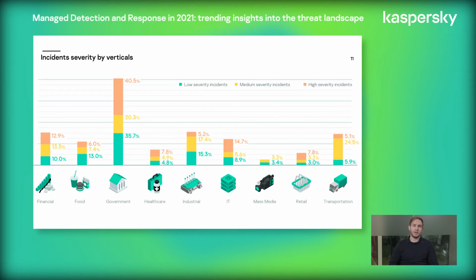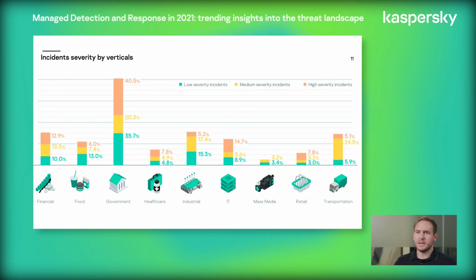Now let's take a look at the severity of incidents by verticals. We can see that almost all industries experience all types of incidents. Only the mass media sector had no high severity incidents. The number of high severity incidents in all sectors was pretty close to the average of 9%, except government, financial and IT. As we see later, these sectors really suffered from many human-centric attacks, but these all worked slightly differently.